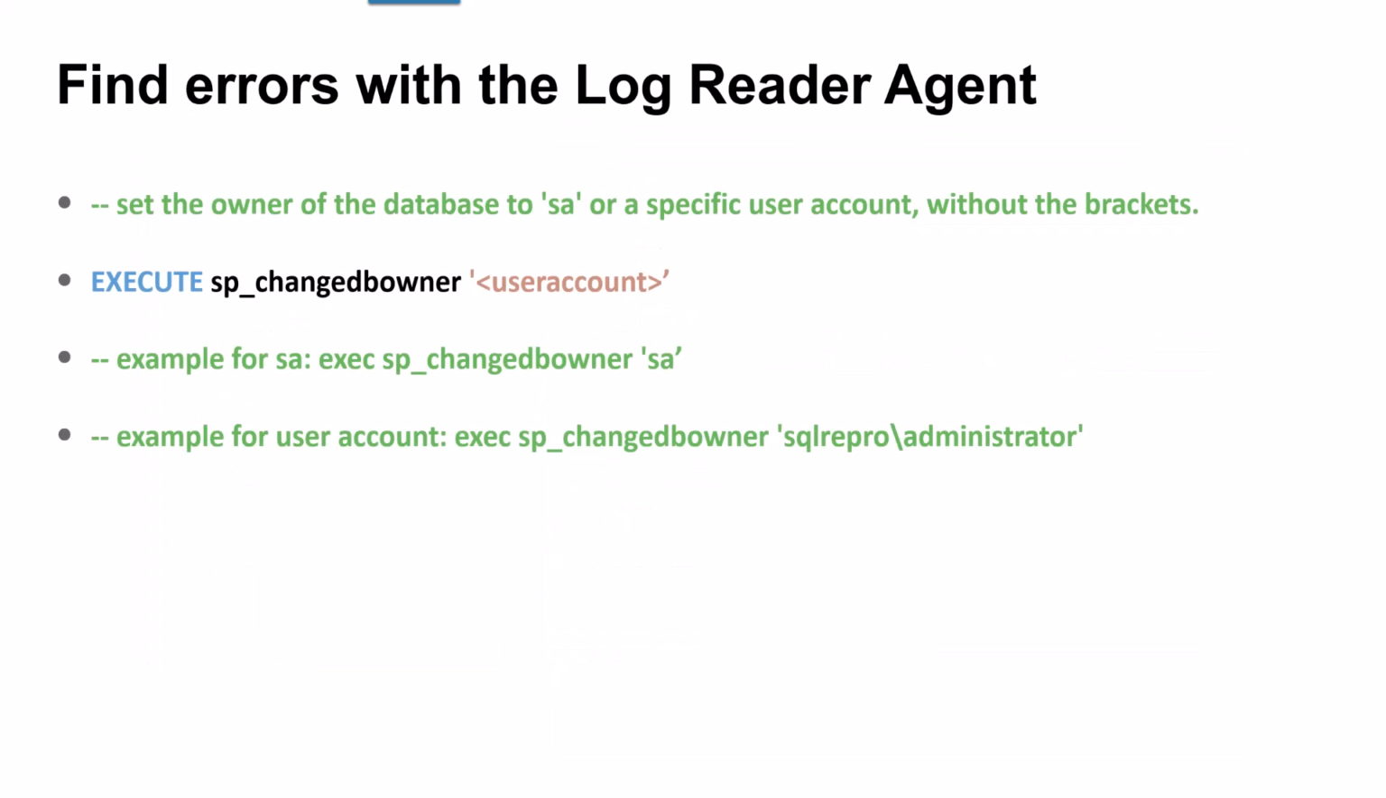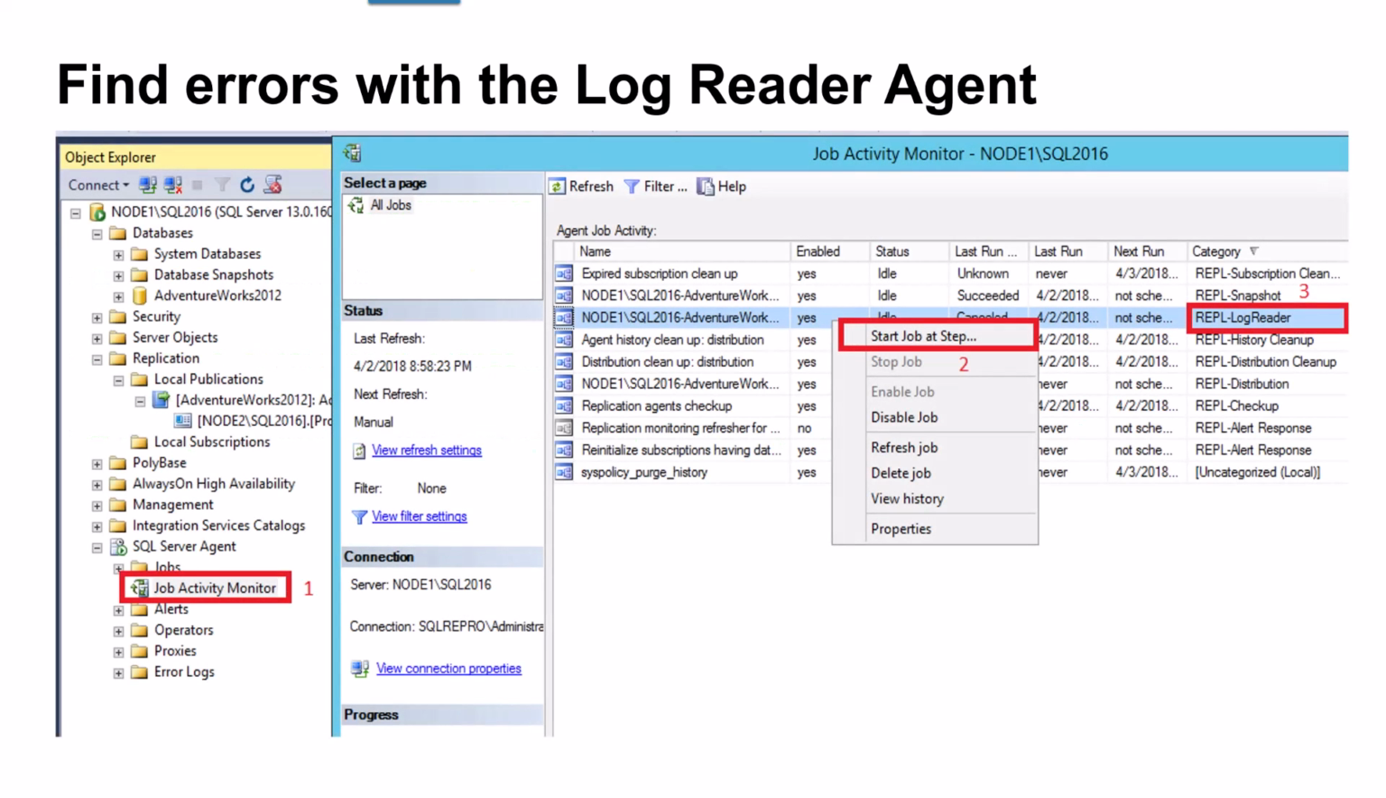If the owner is blank on the Files page, open a new query within the context of the errant database and run this T-SQL code. You might need to restart the log reader agent. Expand the SQL Server Agent node in Object Explorer and open Job Activity Monitor. Sort by category. Identify the log reader agent by the REPL log reader category. Right-click the log reader agent job and select Start Job at Step.